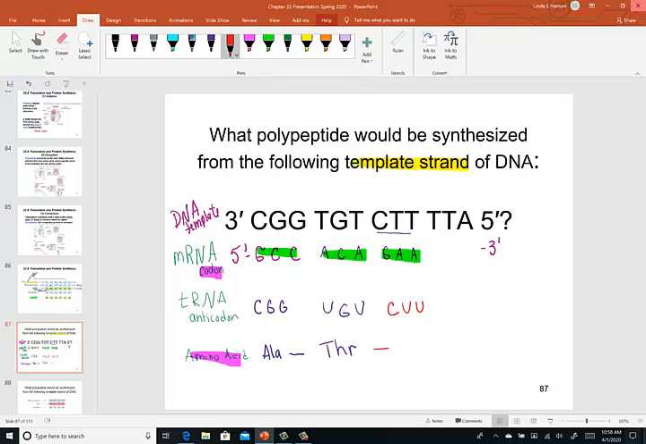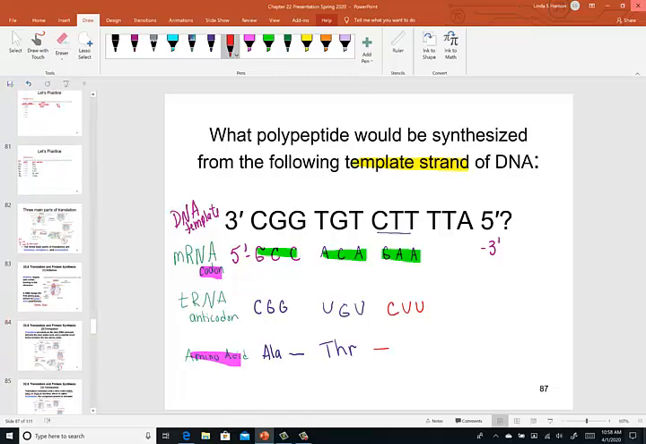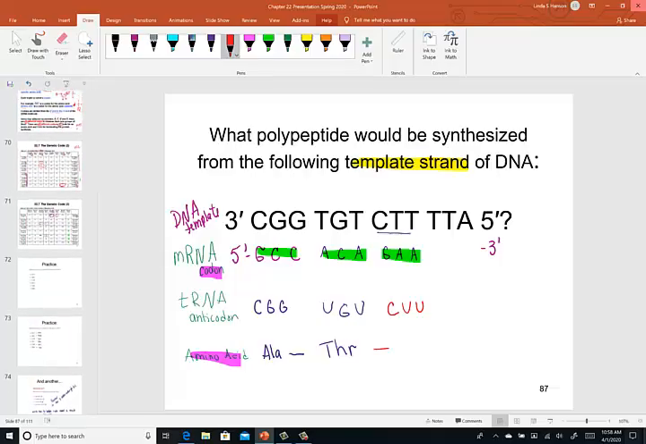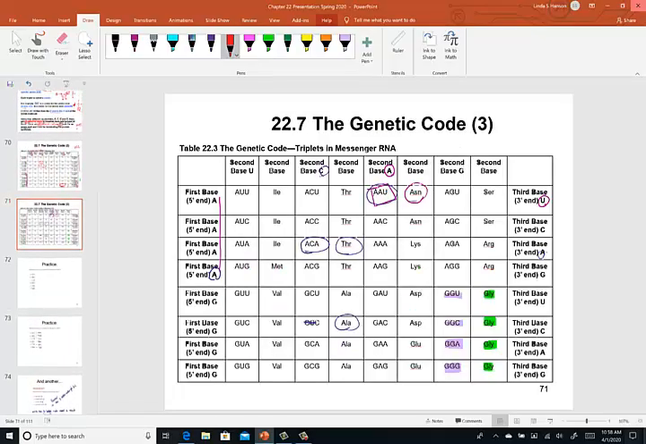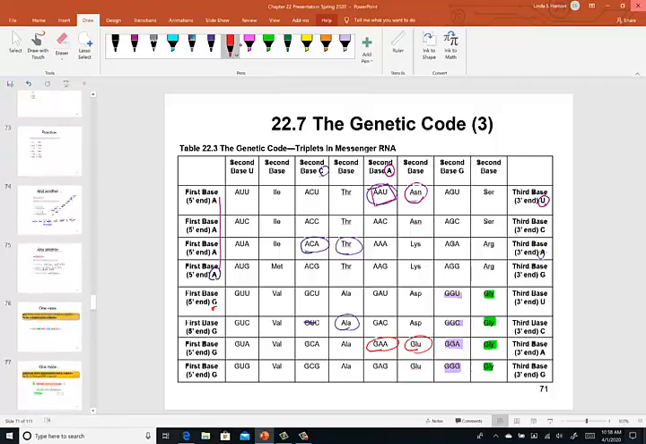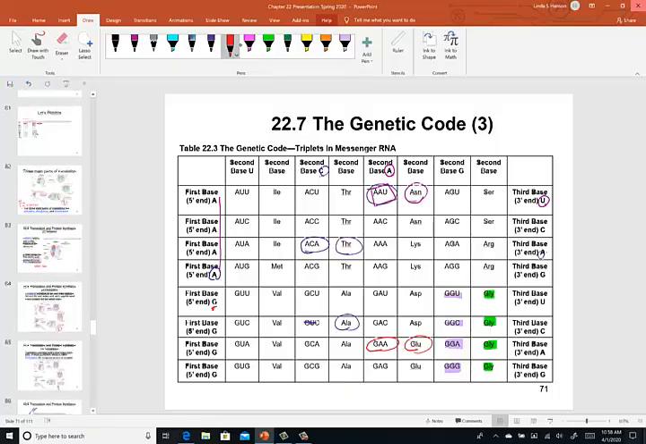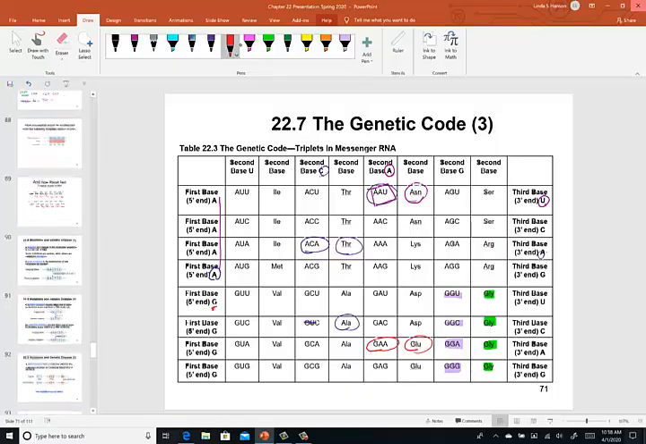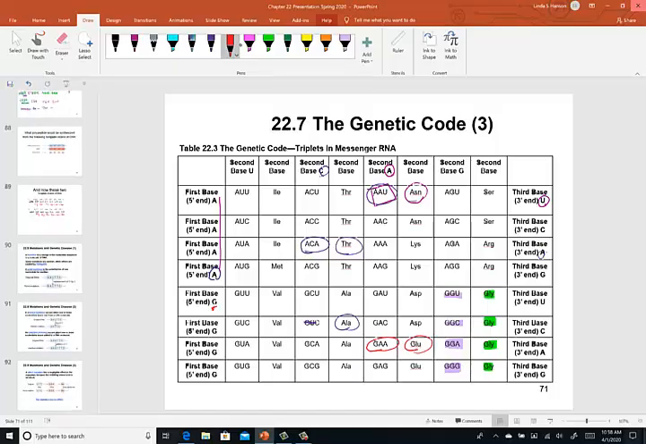Can you find that one for me? GAA? You're doing it faster than I can, I'm sure. I want to find GAA. GAA. Here it is. That's glutamic acid, GLU. Here it is.